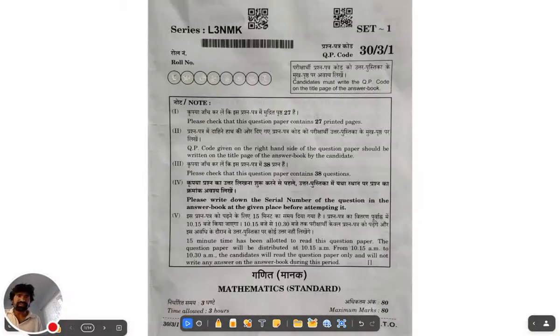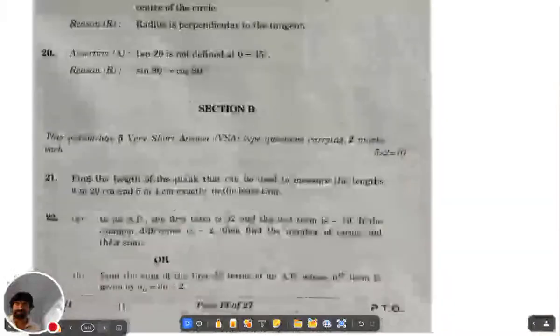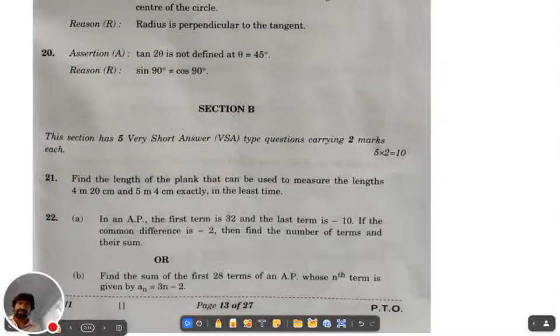Hello everyone. In this video, we will discuss 2026 Set 1 Question Paper Code 33-1. Section A problems we have already discussed in the previous video, and now we will discuss Section B problems. Let's go to Section B, the 21st question.